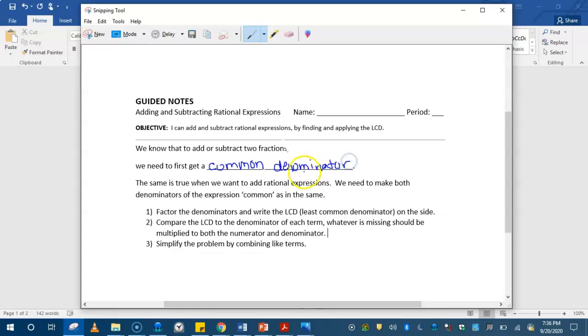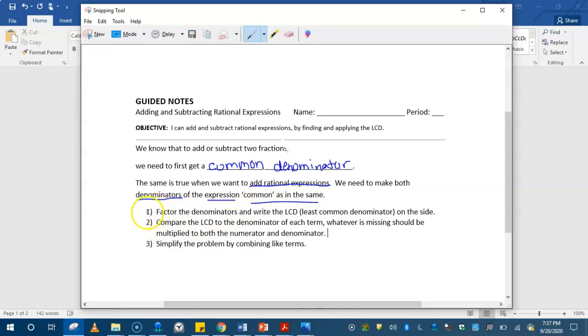Remember that? Is that coming back to you guys? Yeah, you needed a common denominator. And the same is true when you add rational expressions. Just like when we were multiplying and dividing, it had the same rules. The same is going to be true when we add or subtract. We need to make sure that we make both denominators of the expression common, basically the same.